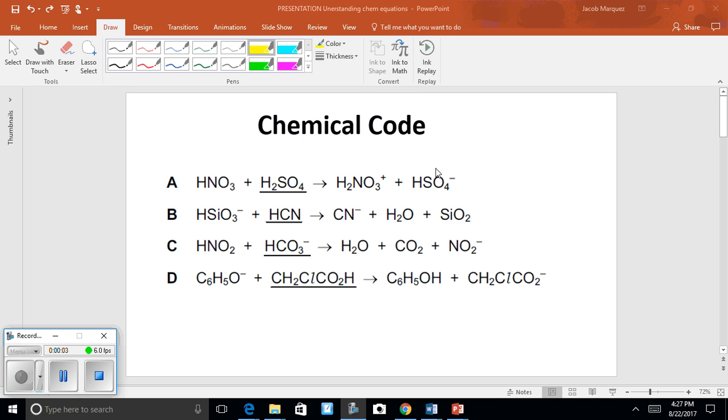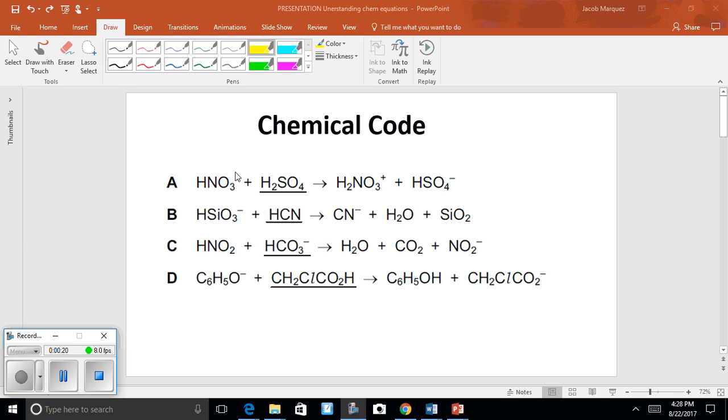Understanding chemical formulas and equations is like being able to read a code. And as we go through this and break this code apart, you guys are going to realize that this is a lot easier and simpler than it all looks. Okay, you're going to realize this isn't as complicated as it seems.